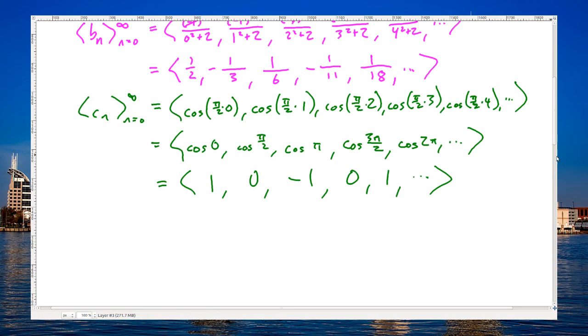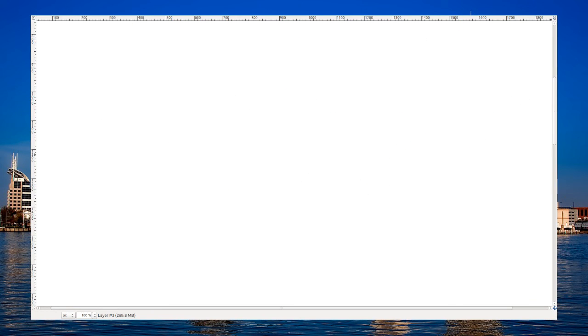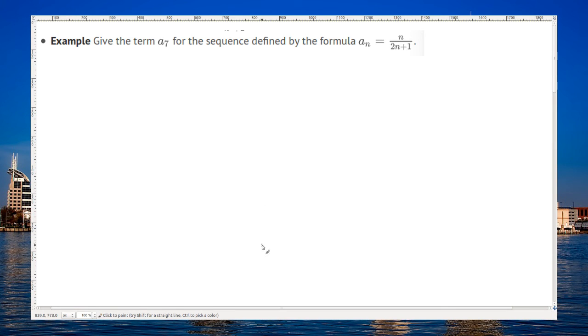All right, let's just do one more example. We've kind of been doing this, but what if we're just asked to give a term for a sequence defined by a particular formula? Well, that's just a matter of plugging in. It's just sort of like a function. It's basically what we just did a moment ago. But here we don't have to list out all the terms. We're just told to give me the 7th term.